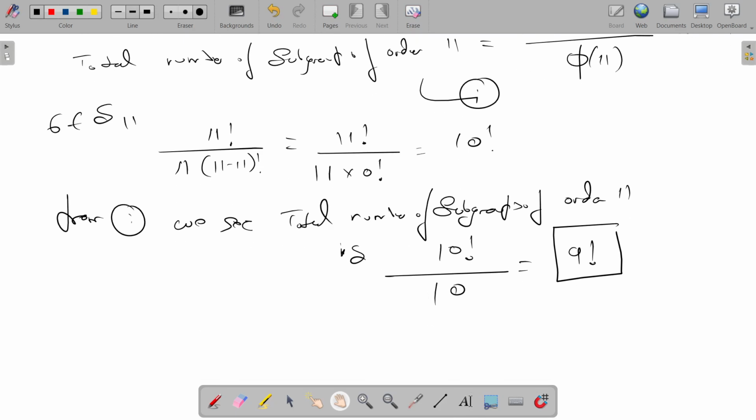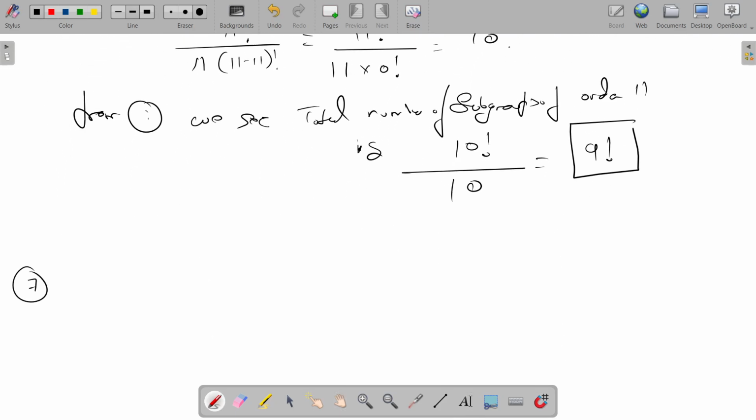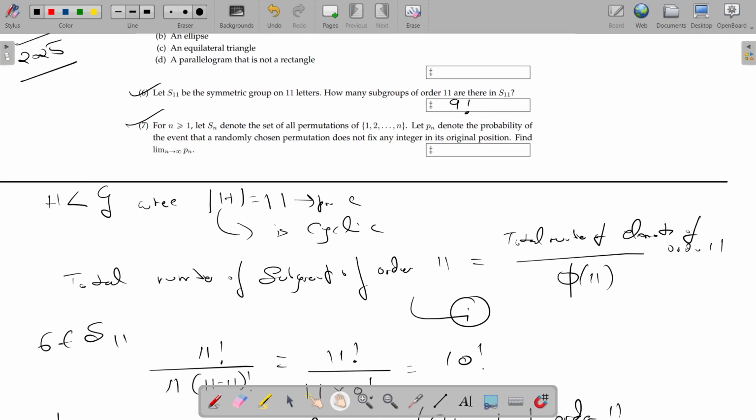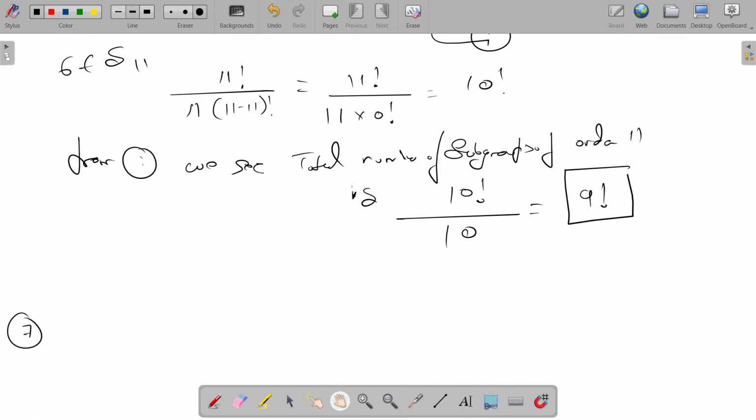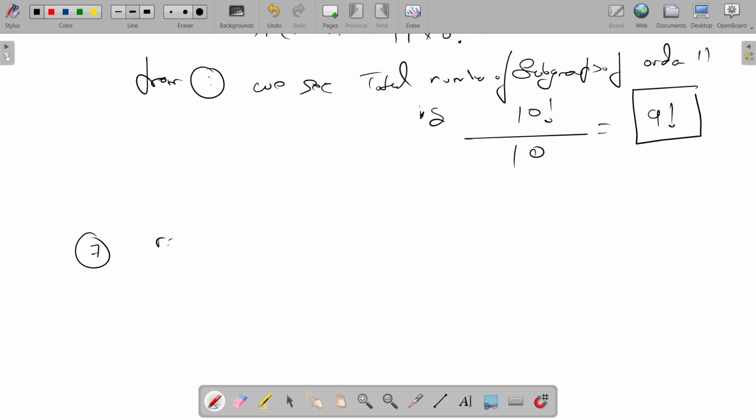Let me explain this a bit further. In the question, it says that a randomly chosen permutation does not fix any integer in its original position. For instance, let's say n equals 4. Say we have boxes numbered 1, 2, 3, 4. We want to permute in such a way that none of the original 1, 2, 3, 4 gets in their places, right? For instance, I can do 2 here, 1 here, 4 here, and 3 here.